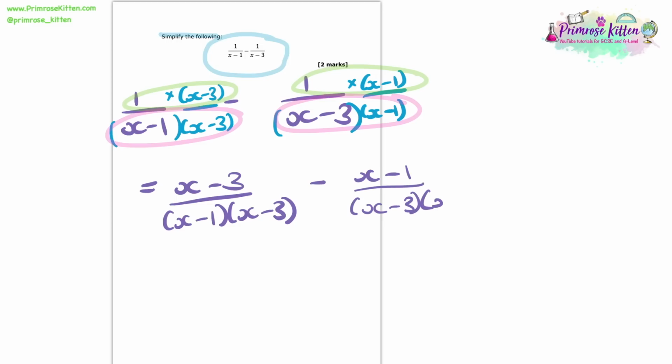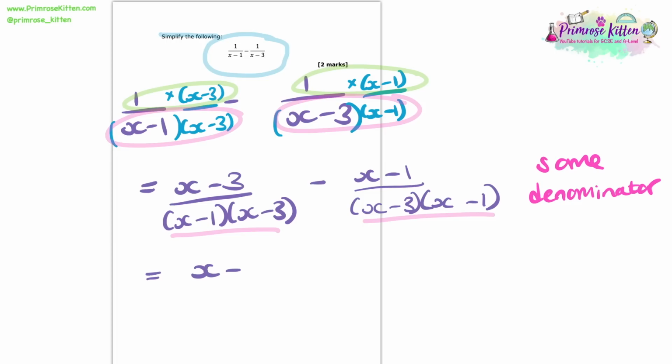So now we've got the same denominator. Doesn't matter that they're written in different orders on the denominators, however you write it, they are the same. Now that we have the same denominator, it means that we can add or subtract these fractions. And in this case, obviously, it's a subtract.